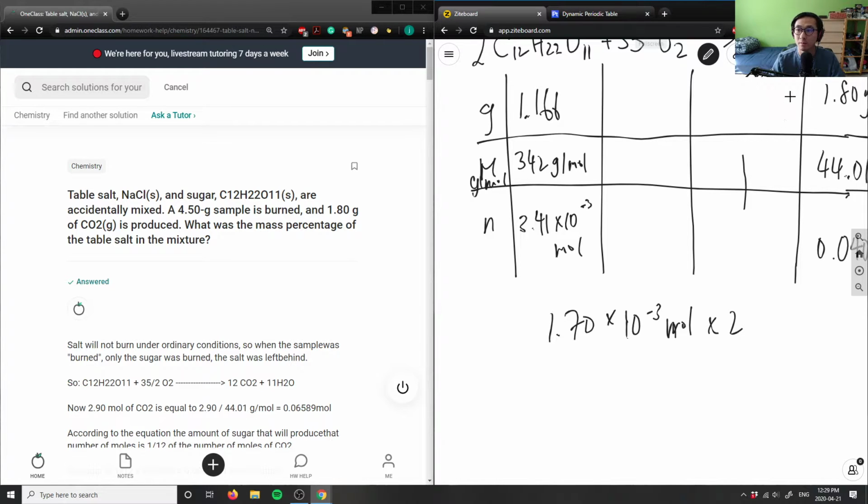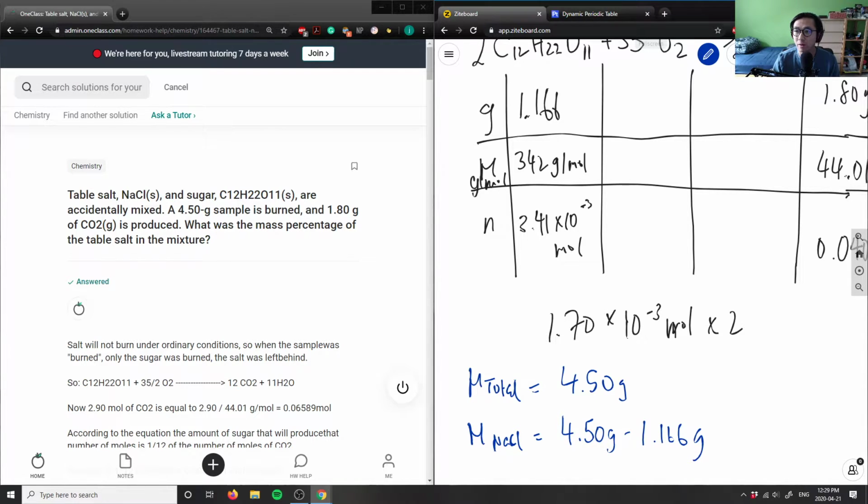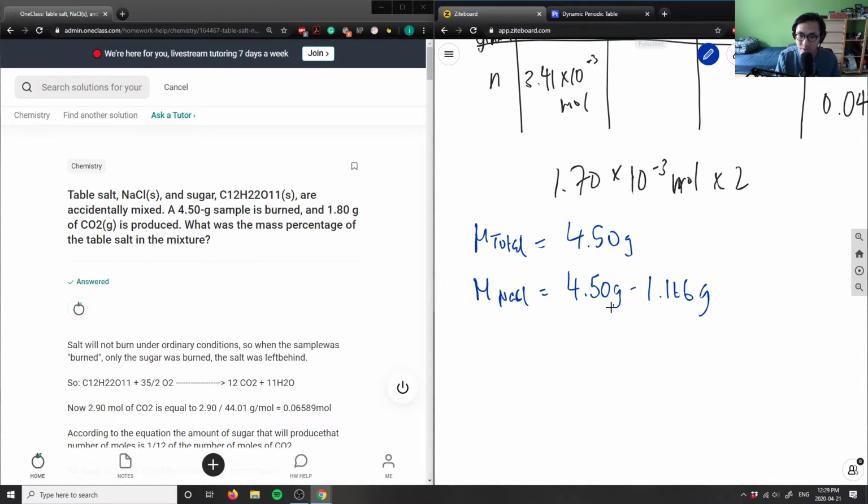Because our total mass here equals 4.50, and this was a mixture of sugar and salt, if we know our mass of sugar, we can simply subtract. To find the mass of our salt, we simply take the total mass, 4.50 grams, minus 1.166, which is the mass of our sugar, to get our mass of salt. This equals 4.50 minus 1.166, which gives me 3.334 grams.